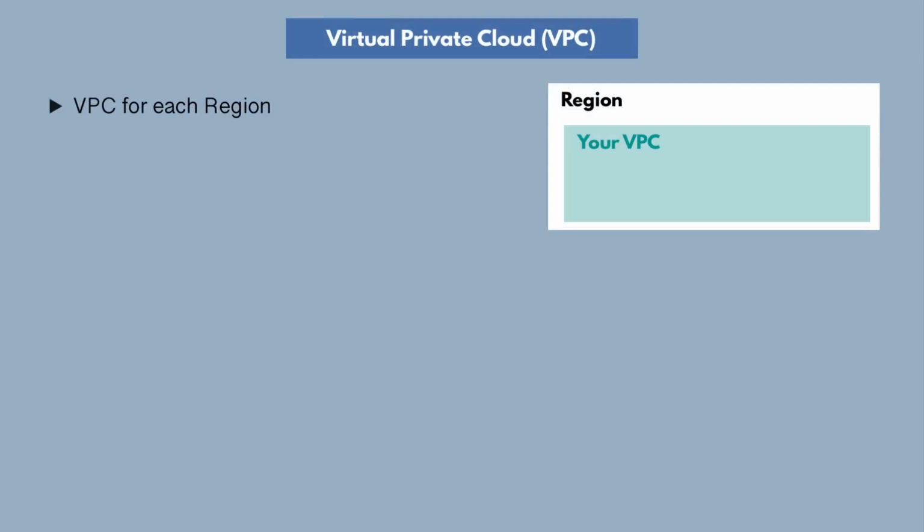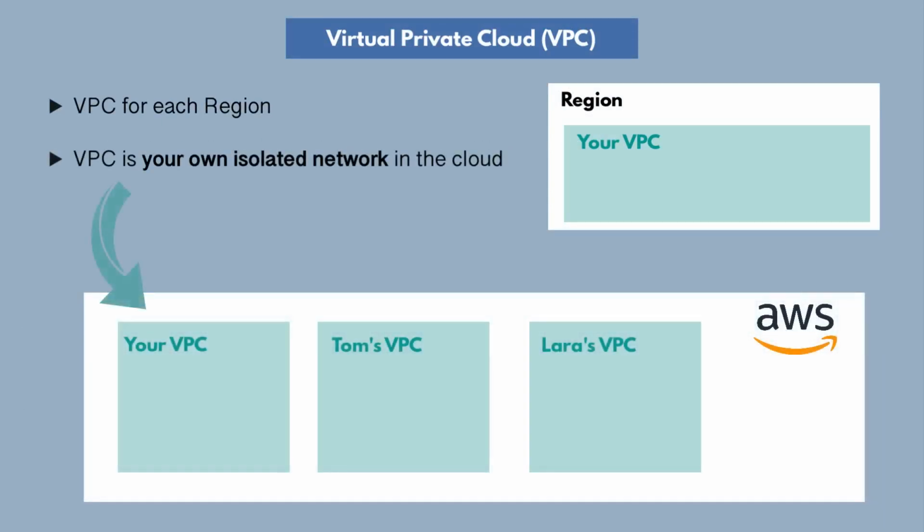So VPC in AWS is basically your private network, right? When you create resources, virtual servers, and so on AWS, you obviously don't want other AWS users or other AWS accounts to have access to your resources, right? You want to protect them and you want only you to have access to them.